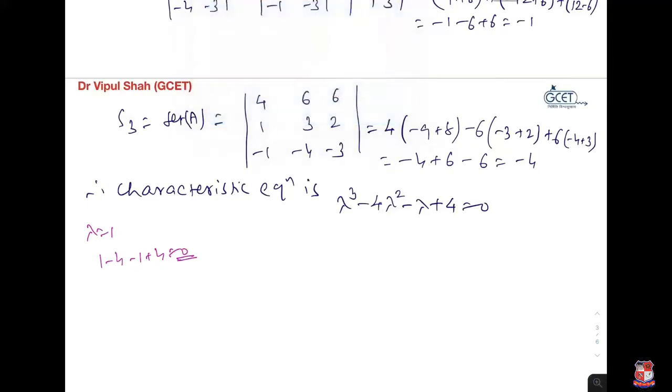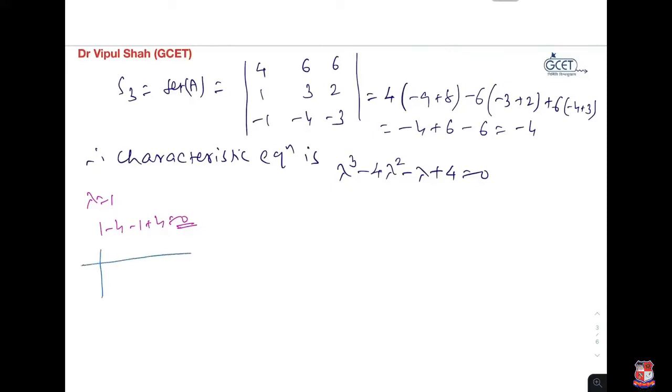Now once lambda equal to 1 is a root, you can easily find the others. So this is the method. You put 1 here, that is a root. Put the coefficients of this polynomial, that is 1, minus 4, minus 1, and 4. Begin by writing 0 here. Then you add these two, and so this is 1. Then multiply these two, so this is 1. Again add these two, so this is minus 3. Then multiply these two, so minus 3. Again add these two, so this is minus 4. Then multiply these two, so this is minus 4, and here it is 0.